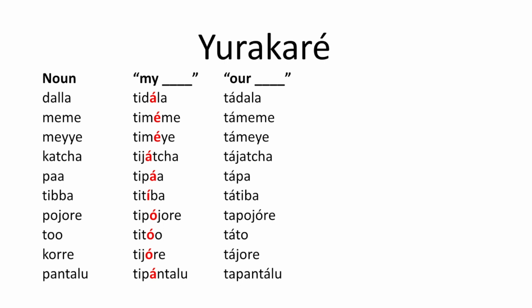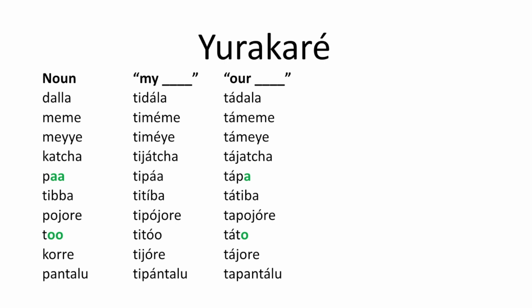Okay, so already we're a fair way into the problem. But there are a few other little details to notice. One is that when the original noun has a double consonant, such as meye, tibba, and corre, in the ti and ta versions, there's only one of those consonants that survives. Another thing, those little words pa'a and to'o, where you have the double vowel, in the our version, that becomes a single vowel. So tapa and tato, with the second vowel left out.